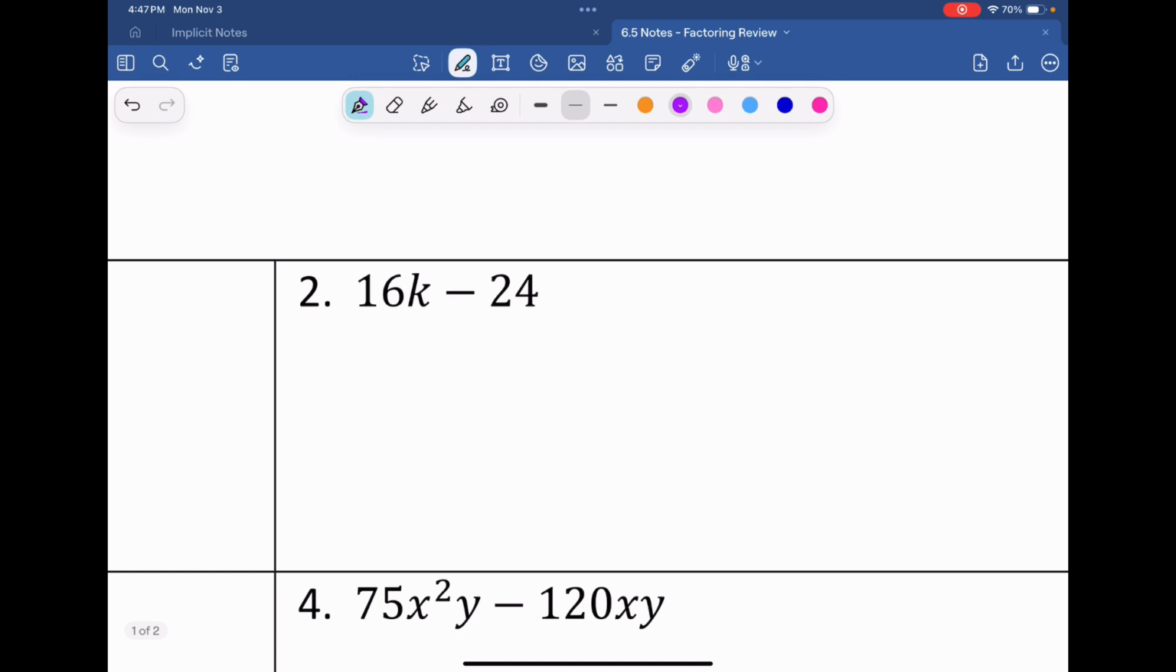Okay, 16k minus 24, they have a GCF, greatest common factor, of 8. 16k by 8 is 2k. 24 by 8 is 3.